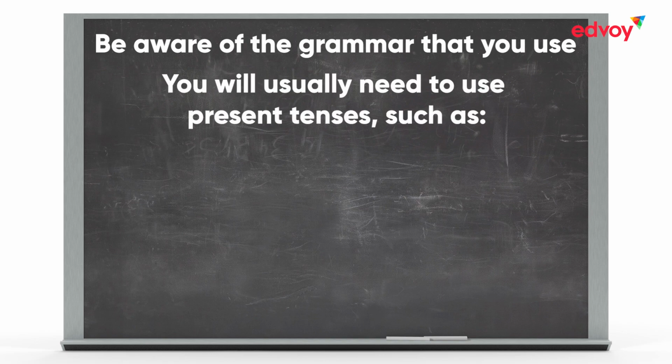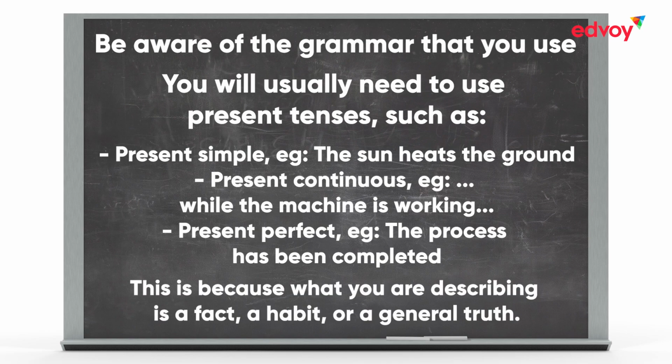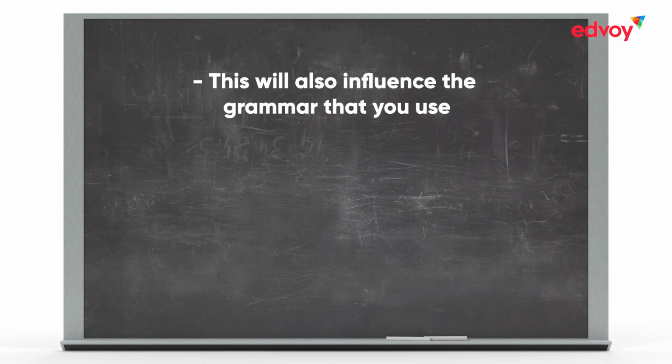For process questions, you'll usually need to use present tenses. This is because what you're describing is a fact. This is always the process that happens. Knowing whether the process is man-made or natural will also influence the grammar that you use.